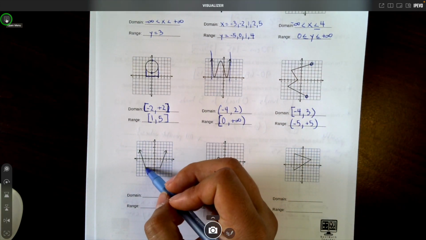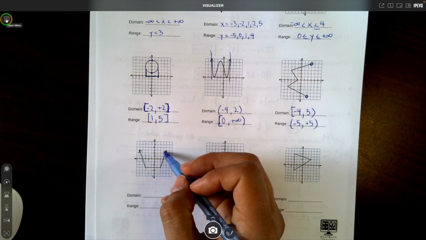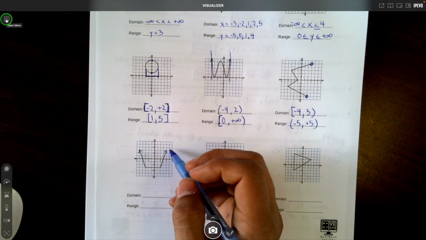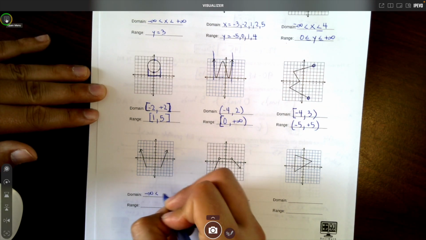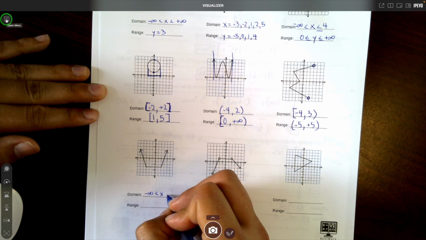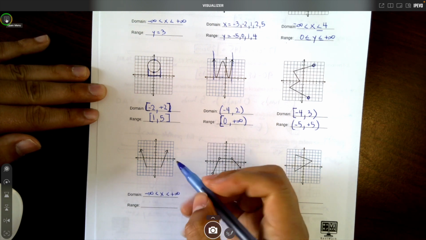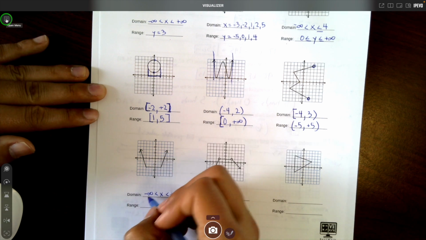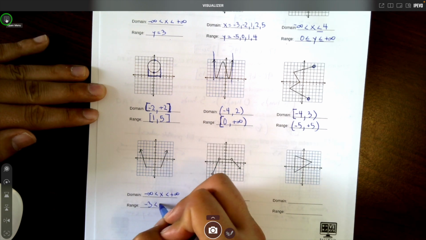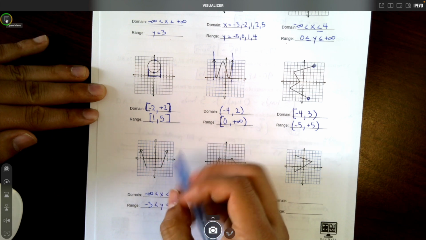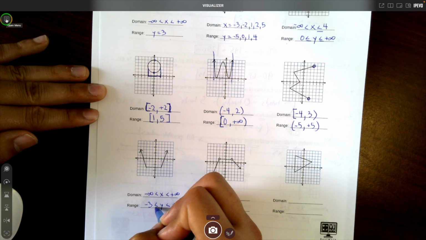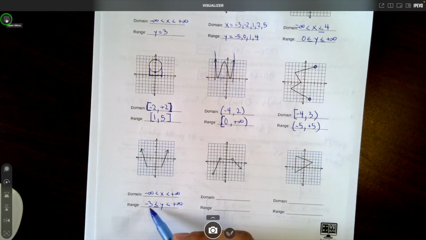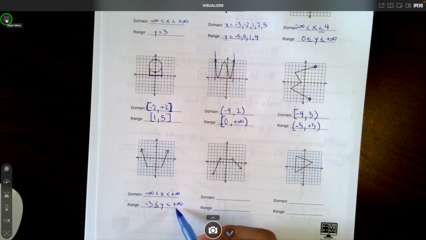This one, what's the most point to the left? Well, it looks like it's going to go on forever. Most point to the right looks like it goes on forever. So negative infinity, positive infinity. What's the lowest point? Negative 3. What's the highest point? Looks like it goes on forever. The only one that's included is this negative 3, so I'm going to put a little line right there saying that y can be negative 3, but it can't be positive infinity. It can get to it, but it's not exactly quite it.